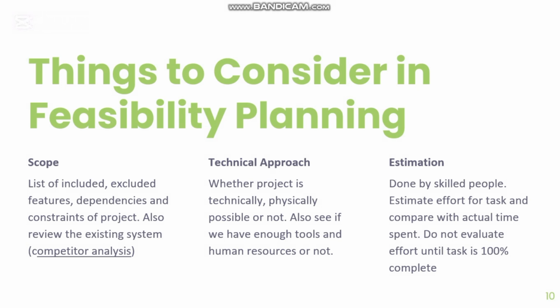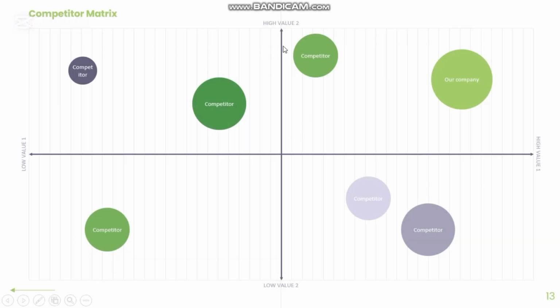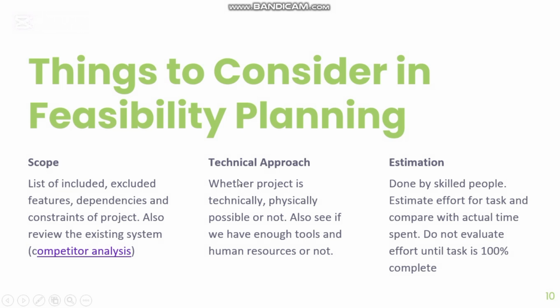We also review the competitor analysis. We will see this term in more detail in the detailed lecture, but here you can see what it looks like. We mostly do a competitor analysis, and after the insights, we make this type of graph. Then we have the technical approach, where we see whether the project is technically feasible or not. Then we do estimation, where we see how much time is required.